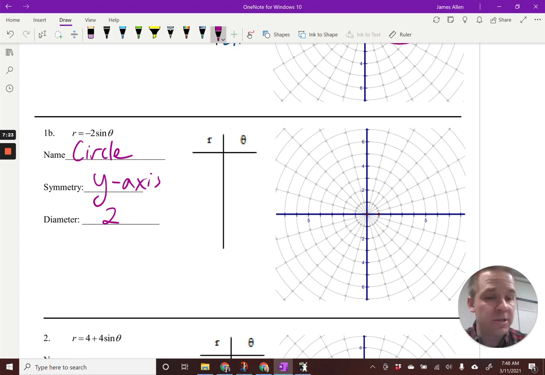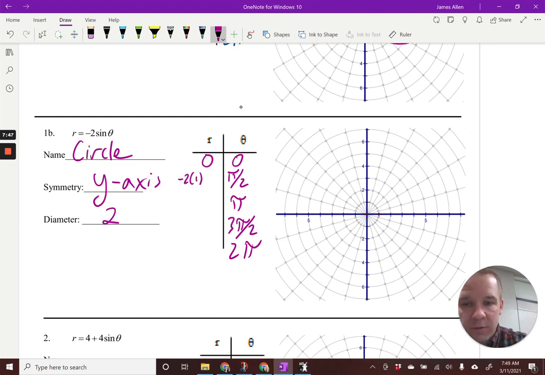Awesome sauce. Now let's use our same values here. I can use 0, pi over 2, pi, 3 pi over 2, and 2 pi. Okay, so now if I plug 0 in for sine, right, sine of 0 is 0, so I'd get 0. Now sine of pi over 2, that's +1. +1 times -2, I'll do a little bit of work here, and I get -2 for my radius on that one, right?